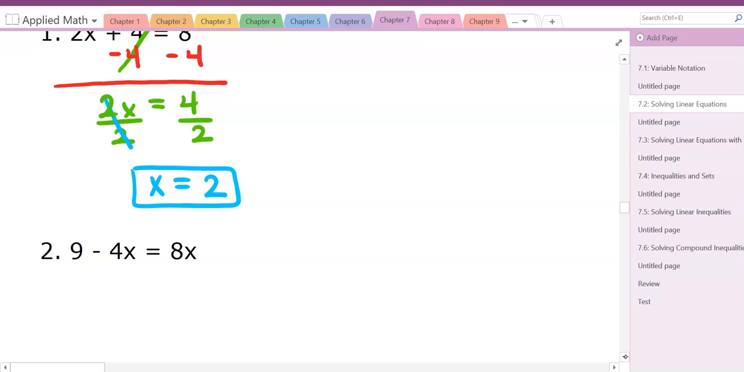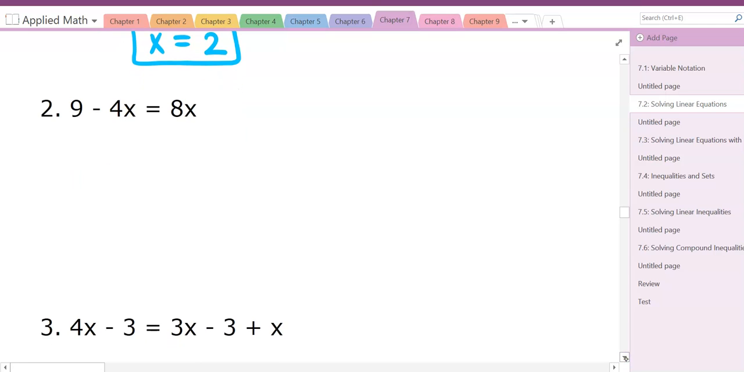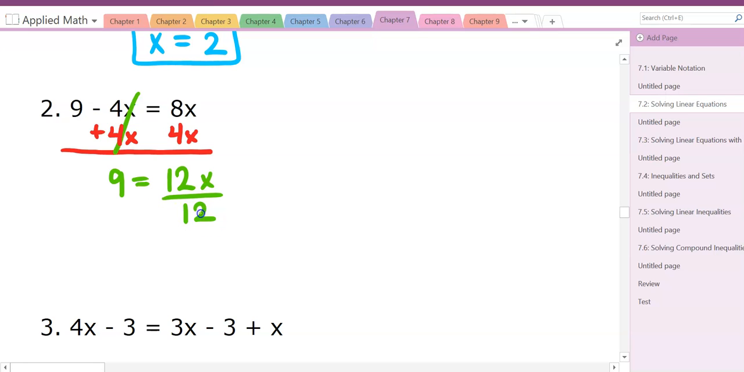In this case, you've got a negative 4x and an 8x that need to get combined. What I would have done is added 4x over to the 8x. So what's 8x plus 4x? So we've got 9 equals 12x. How do you get the x over? So when I divide by 12, I have x equals 9 over 12.